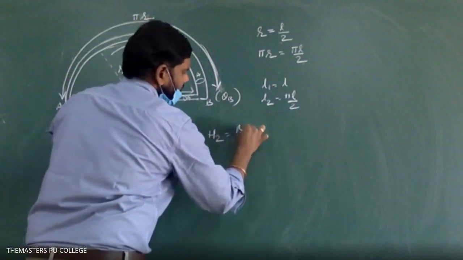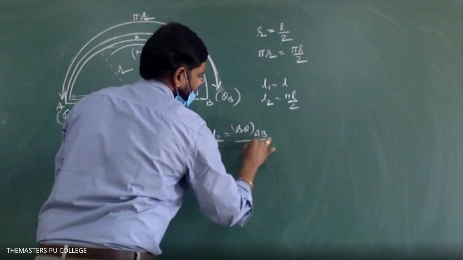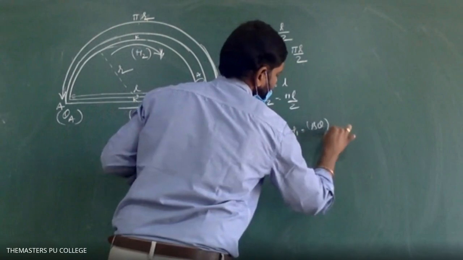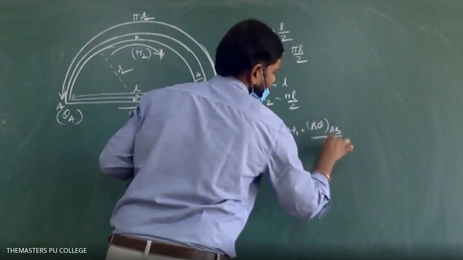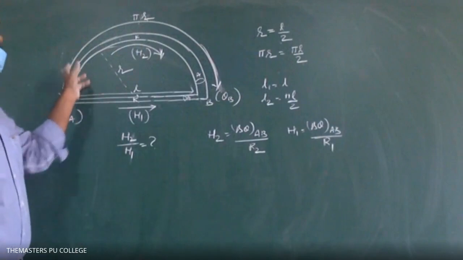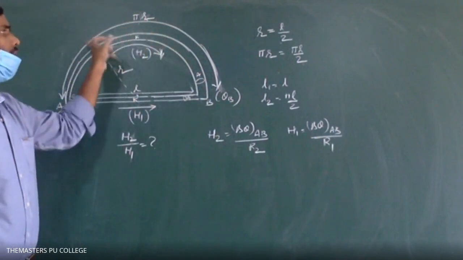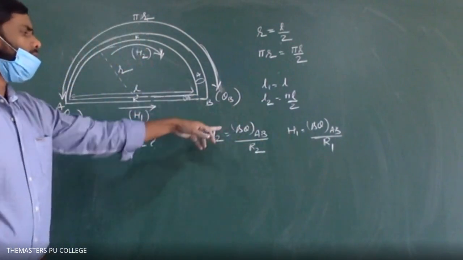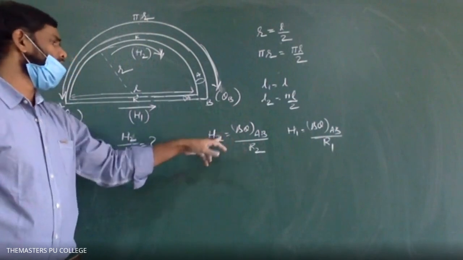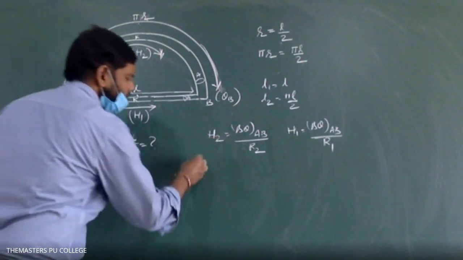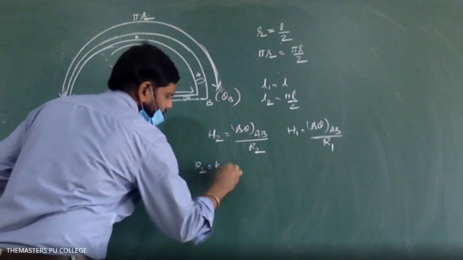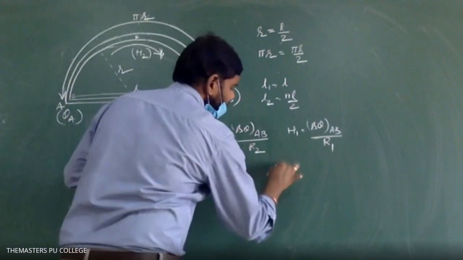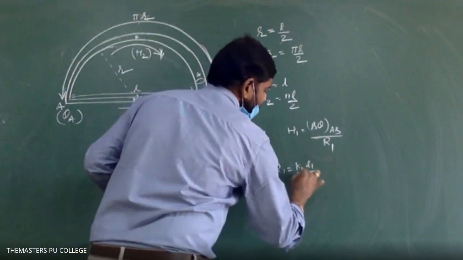So then H2 is equal to delta theta of AB divided by R2, and H1 is equal to delta theta of AB divided by R1. H2 means heat transfer to this semicircular wire per second, and H1 means heat transfer to this straight wire per second. So H is equal to delta theta by R, then H2 is equal to delta theta by R2. Then R2 is equal to K2 into L2 by A2, and R1 is equal to K1 into L1 by A1.